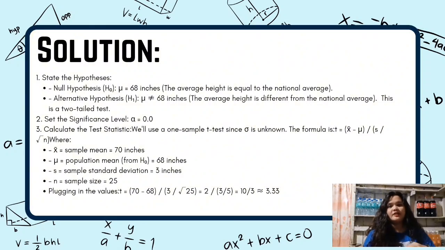Then number three, calculate the test statistic. We'll use a one-sample t-test since the population standard deviation is unknown. This is the formula, where the sample mean is 70 inches, the population mean from the given is 68 inches, the sample standard deviation is 3 inches, and the sample size is 25. Plugging in the values, t equals 70 minus 68 divided by 3 over the square root of 25, which equals 2 divided by 3 over 5, equals 10 divided by 3, equals 3.33.